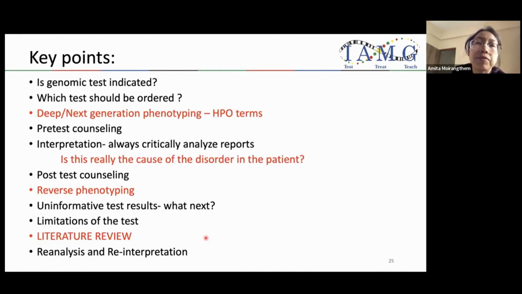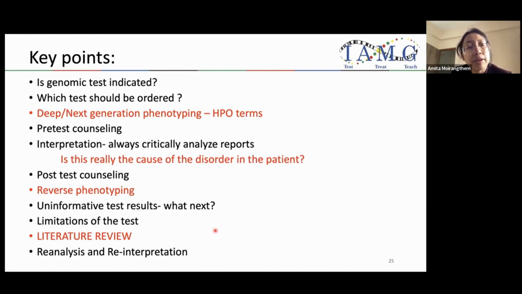So the key points of today's talk are summarized here. First of all, before offering or advising a whole exome or an NGS-based test, we should always ask these questions. Is the genomic test indicated in that particular family? And if so, who should be tested and which test should be ordered? This should always be accompanied by deep phenotyping, and the lab should be provided with the maximum possible information, which increases the diagnostic yield of the test. And of course, proper pre-test counseling should be done.